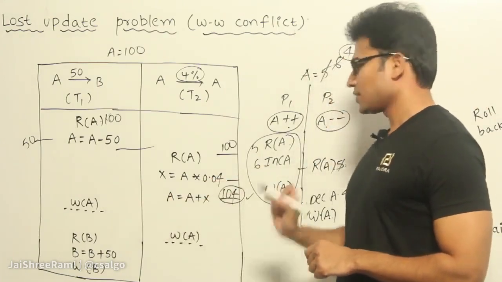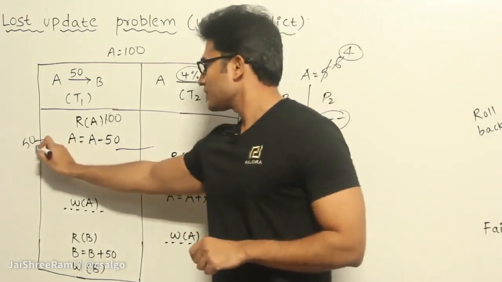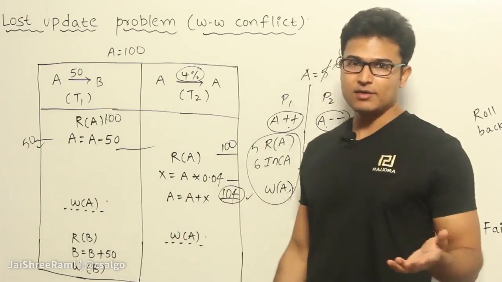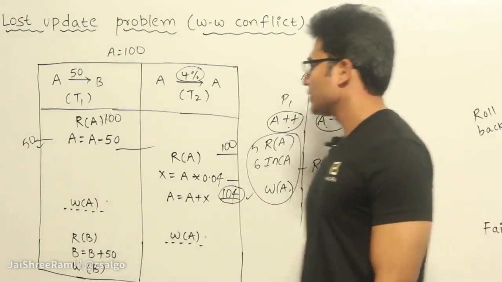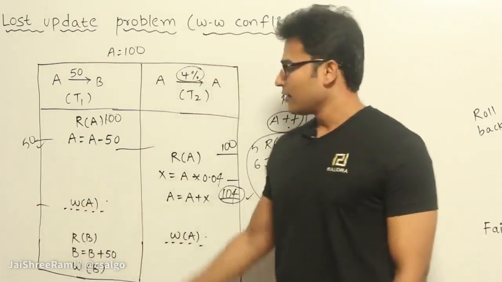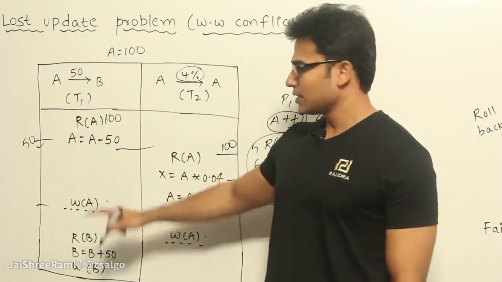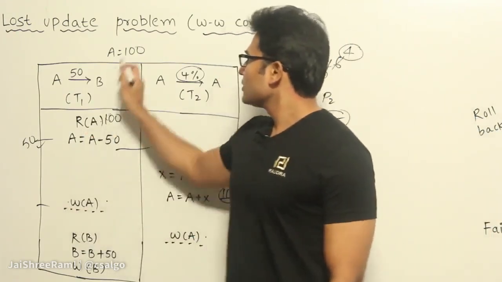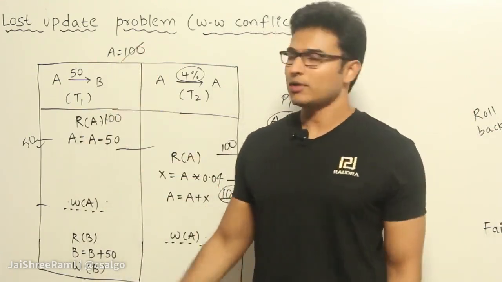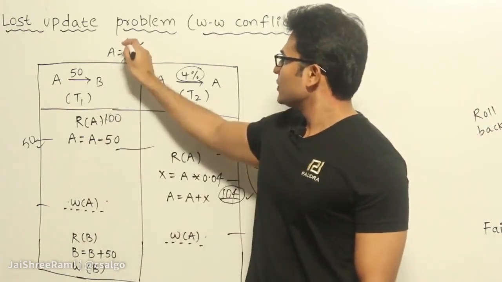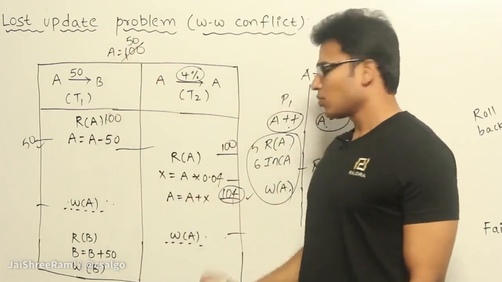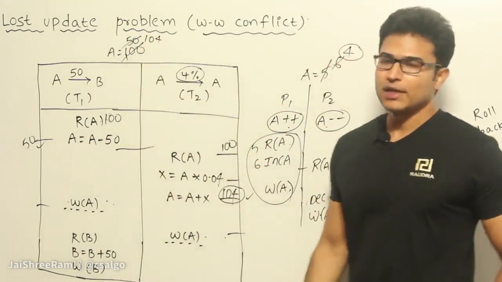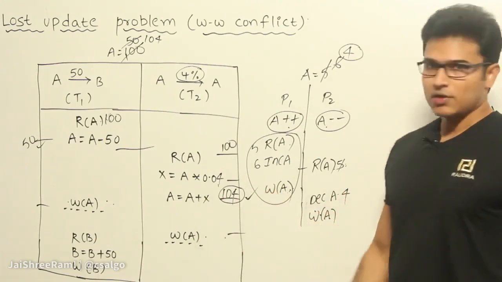Now the local copy in this transaction contains 104 and the local copy in the other transaction contains 50. Based on who is going to write at the end, the value of A will depend on that. For example, let us say this one writes the value first and then this one writes the value. Even though the actual copy on the hard disk becomes 50, later this one is going to overwrite it and replace this 50 with 104. Got it? Therefore, the final answer is going to be 104.